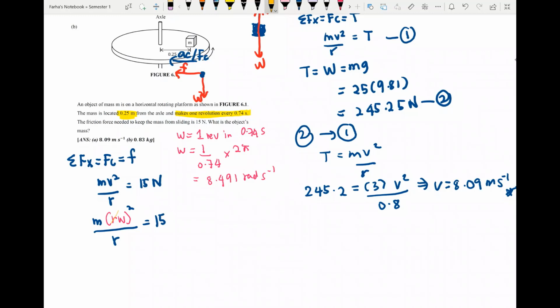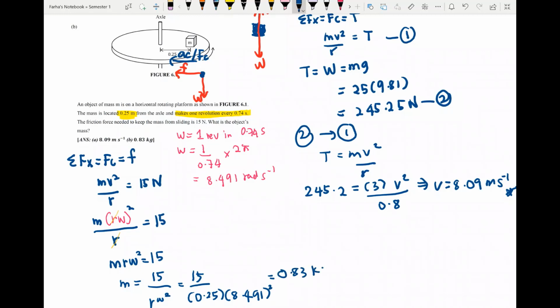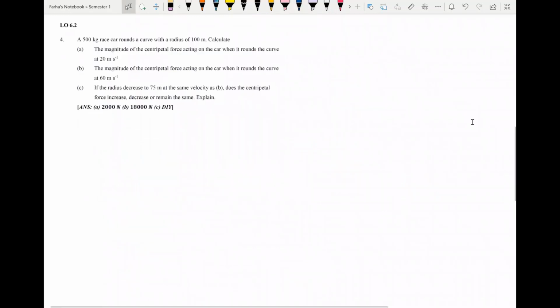Okay, so R dan R kita boleh cancel out. Yang tinggal adalah R lagi satu. M R omega square equals to 15. Therefore, mass equals to 15 over R omega square. R is 0.25, 8.491 square equals to 0.83 kilogram. So, inilah jawapan kita. Okay, now kita lihat soalan nombor 4.